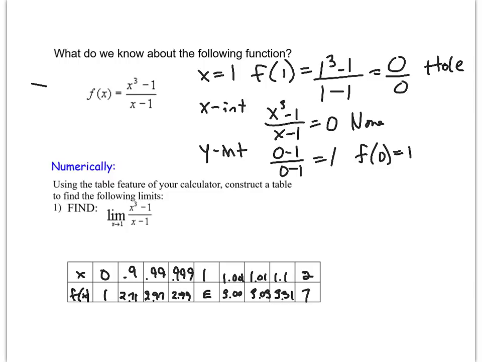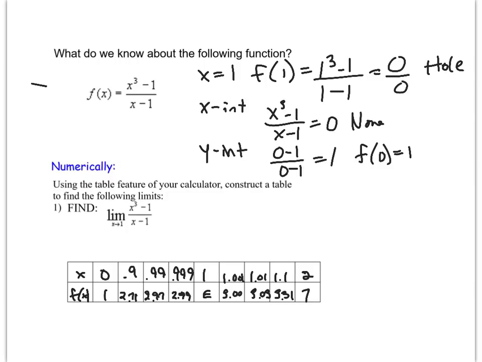Hopefully you got the same values that I got. So I've got 1, 2.71, 2.97, 2.997, then an error at 1 because we know there's a hole there, 3.003, 3.03, 3.31, and 7. Now, what we are specifically looking for is what is happening to this function as the x values approach 1 from the left and the right.